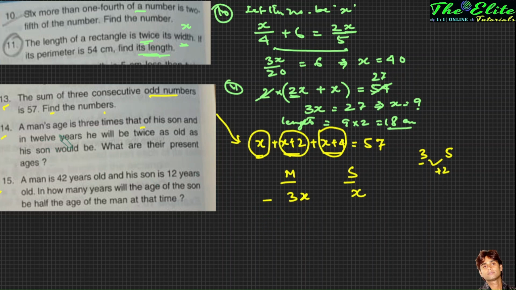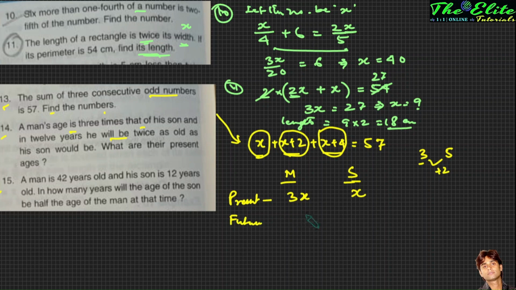So they are saying that a man's age means present age. They are saying what is their present age situation. If the son's age is x, then the man's age is what? 3 times, 3x. In 12 years he will be, it means future. They are talking about future.